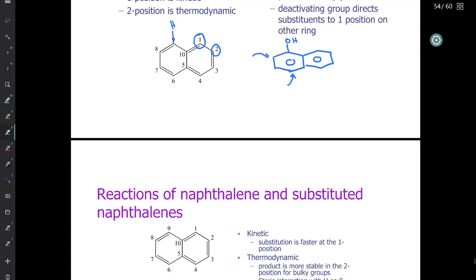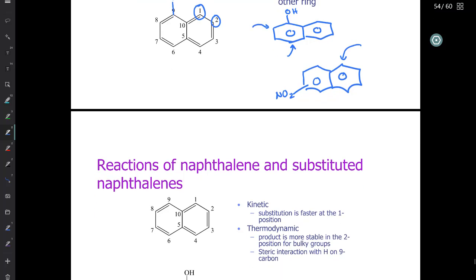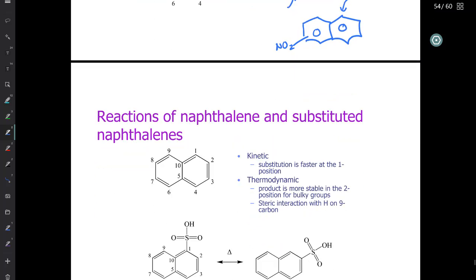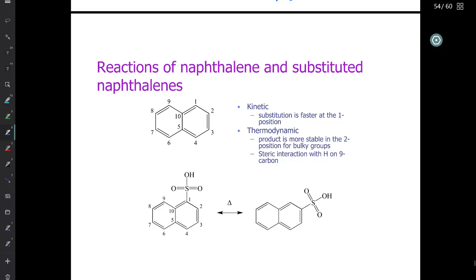Now, if you add a deactivating substituent, let's say like a nitro group, NO2 here, then what happens is the ring that it's attached to is more strongly deactivated, which means the other ring is going to be more active. It tends to add into the kinetic position, the faster of the two positions, because of the stabilities of the carbocations that are created.